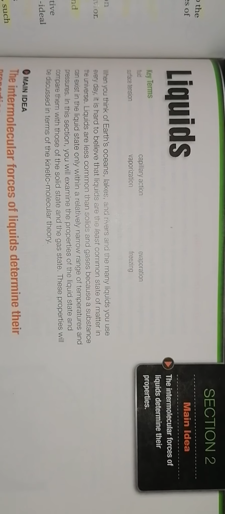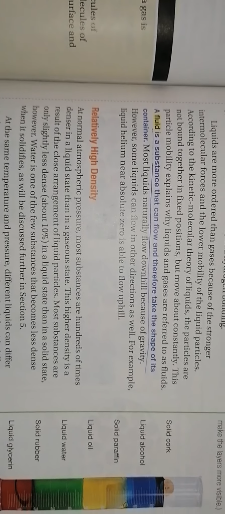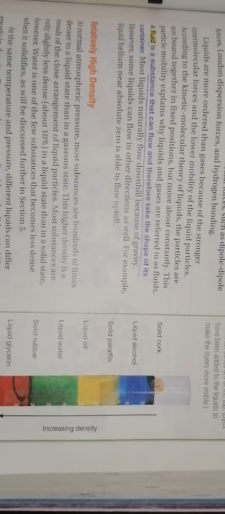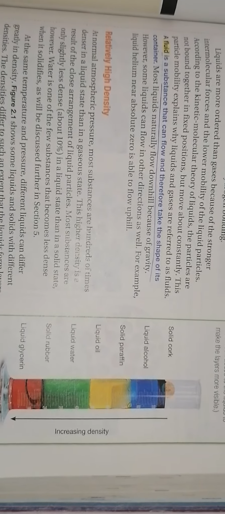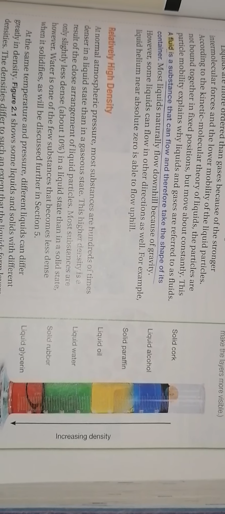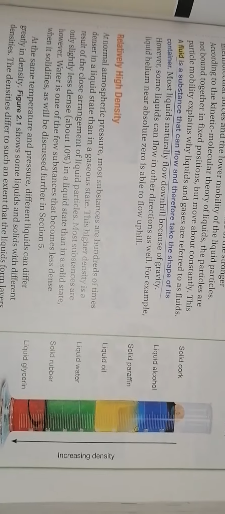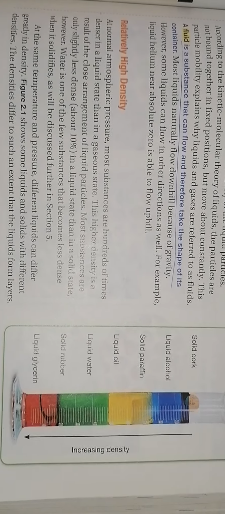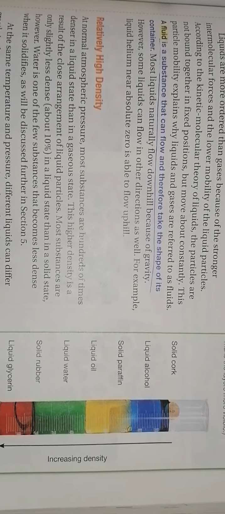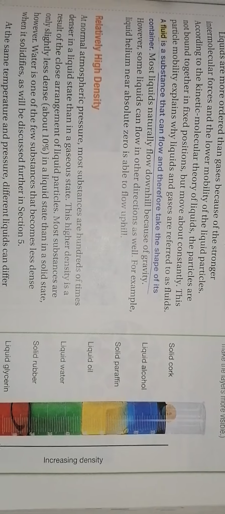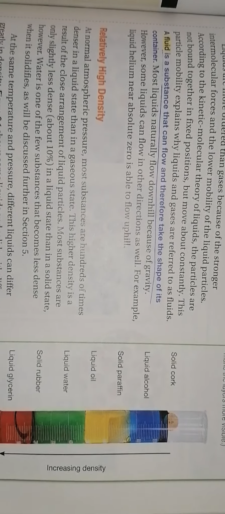Then in section 2, we talked about the physical properties of liquids. We defined a fluid. We talked about the densities. The red liquid, which is glycerin, has the most density. That's why it settles down in the bottom. And the solid cork has the least density.